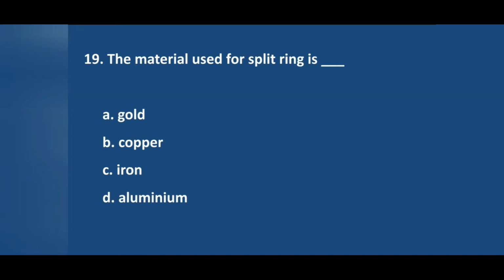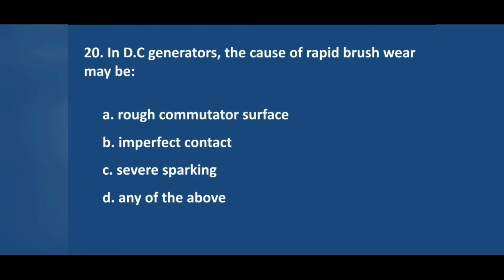Question number 19. The material used for split ring is. Answer is option B, copper. Question number 20. In DC generators, the cause of rapid brush wear may be. Answer is option D, any of the above.